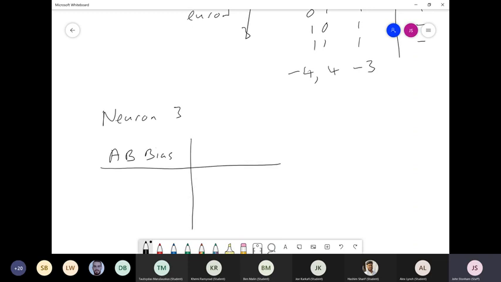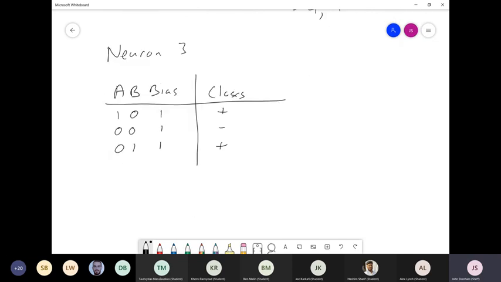Now for neuron 3, because the two negative patterns both go to the origin, we only have 3 possible inputs. This is the data that occurs on the hidden layer. It will be 0, 0 for the two negative patterns and 1, 0 for the positive. So the bias is 1 for each of those. And the class is going to be plus, minus, and plus.